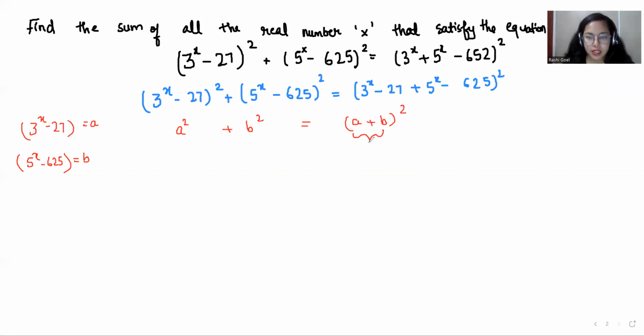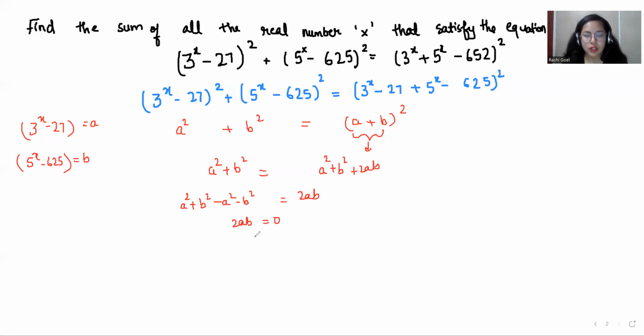We know the famous identity, I can write it here: A^2 + B^2 + 2AB. So I'll take A^2 + B^2 - A^2 - B^2 equals 2AB. So the value of 2AB is equal to 0, and the value of AB is 0. From this, we can assume that either A will be 0 or B will be 0. So we'll solve both the cases.